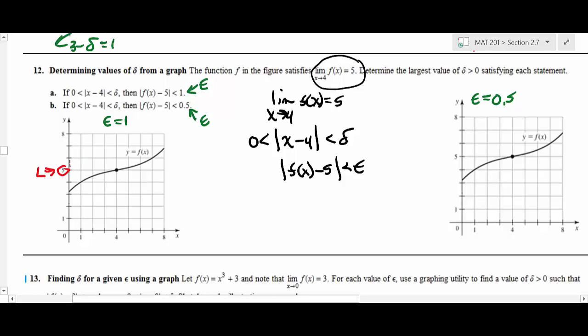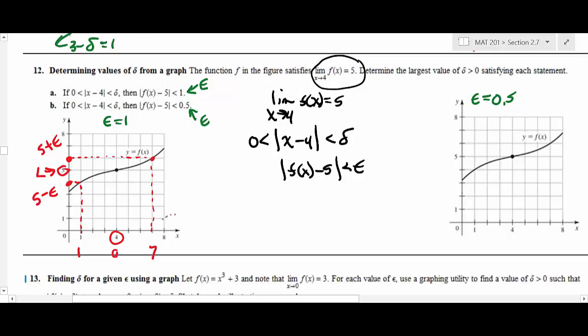If epsilon's 1, you're going to move up 1 to get 5 plus epsilon, and you're going to go down 1 to get 5 minus epsilon to create your epsilon belt. And then if we follow over the function, and then down to the x-axis, we should get the width of the delta belt. So that's 7. Follow over here, straight down like that, that would be 1 like that. And of course, this is the value of a like this.